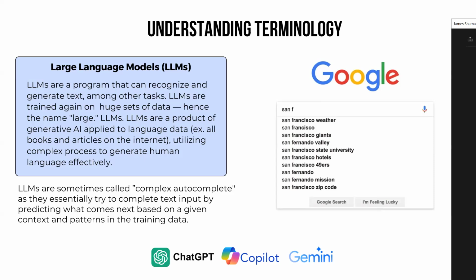LLMs are sometimes called fancy or complex autocompletes, as they essentially try to complete text input by predicting what comes next based on a given context and patterns in the training data. That's very broad, but a very simple way to think of it would be when you use Google and you start typing a word and it gives you an autocomplete or predictive text.